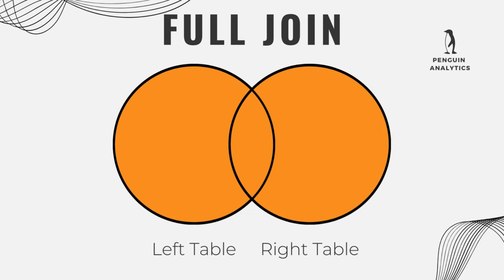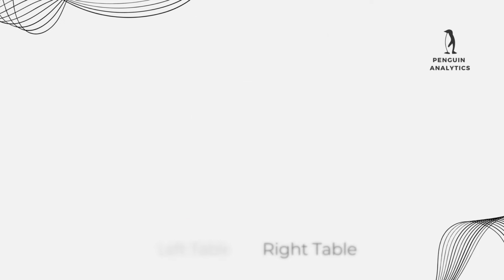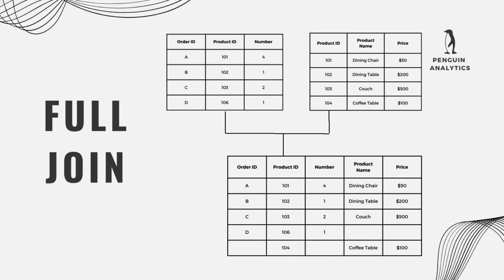The final join type we're going to cover, a full join, includes all the rows from the left table and all the rows from the right table, regardless of whether they have corresponding rows in each table. Let's take a look at what that looks like in practice. In this example, you can see that every product ID has a row in our final table, but for product ID 106, the product name and the price column are blank because product ID 106 only exists in the left table. Product ID 104 only exists in the right table, so the order ID and the number column are blank, but the product name and the price are both filled in.